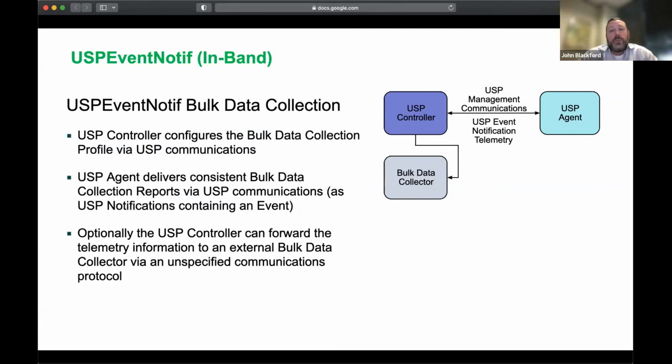And now the USP controller has an option at that point. The USP controller can consume that telemetry report and do with it what it needs to, or it can forward it off to a bulk data collector if it needs to. That mechanism of forwarding it off to a bulk data collector is not covered by the USP specification, so that would be something outside of what USP defines.